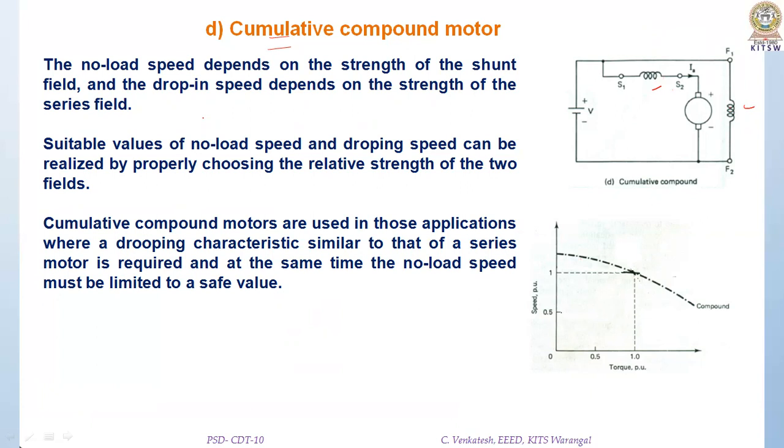So even under no load condition, there is no load speed omega m naught, and under full load condition, you see this is the rated speed under rated loading condition, omega mr. There is more change than the shunt motor, but very much less than the series motor. So that's how the combination of series and shunt motor helps.